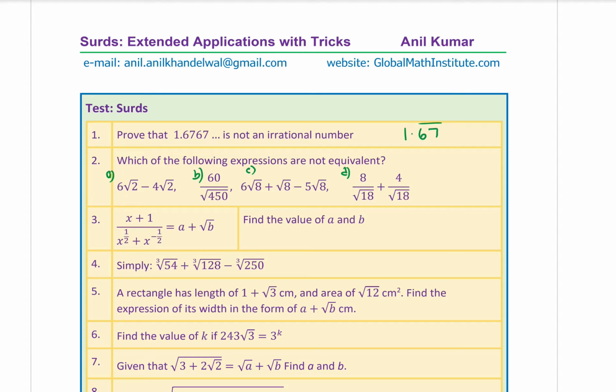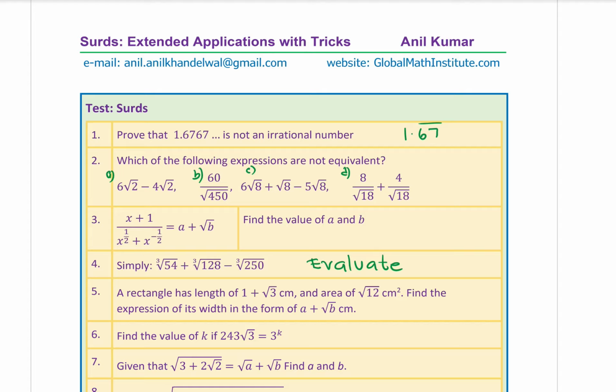You can either evaluate it, right? So you can evaluate. Okay. Question number 5 is a rectangle has length of 1 plus square root 3 centimeters and area of square root 12 centimeters square. Find the expression for its width in the form of a plus square root b.